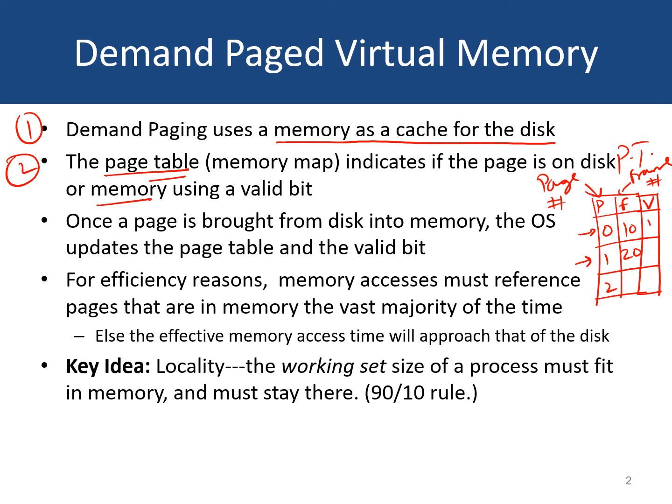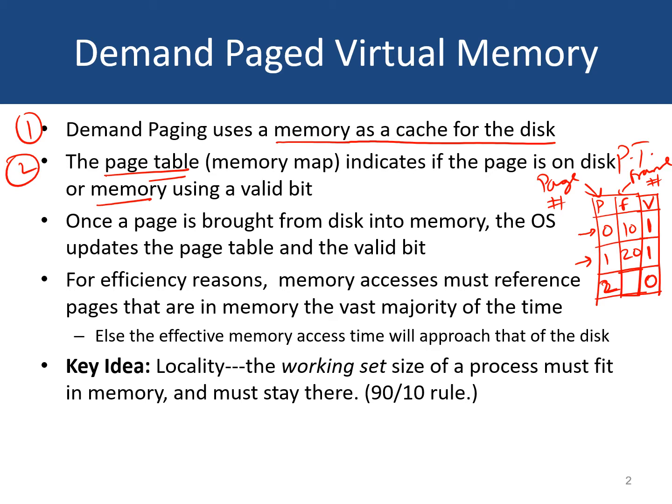If this valid bit is 1, it means this entry is valid. This particular page number is present inside the main memory. However, if this particular page number, let's say page 2, is on the hard disk, this valid bit would be invalid. This would be 0, and then the entry for the frame number would be empty. So this indicates that page number 2 is on the hard disk, not in the main memory.